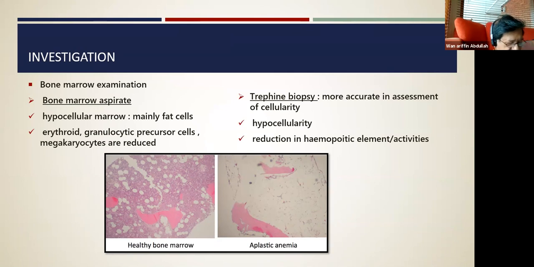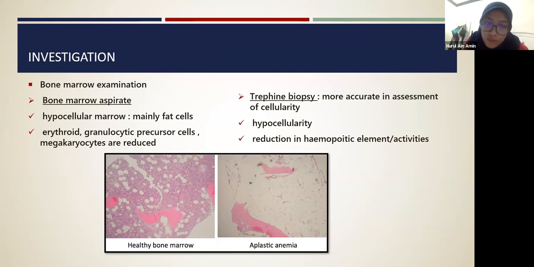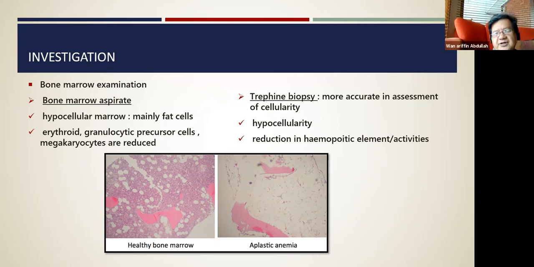Sorry. So regarding the investigation, we have bone marrow aspirate and also trephine biopsy. And you said for this case, we'll usually do bone marrow aspirate. For trephine biopsy, it's more accurate, but do we rarely do it because there's less chance to do it or less availability? You do it the same procedure. Yeah, it's the same thing.